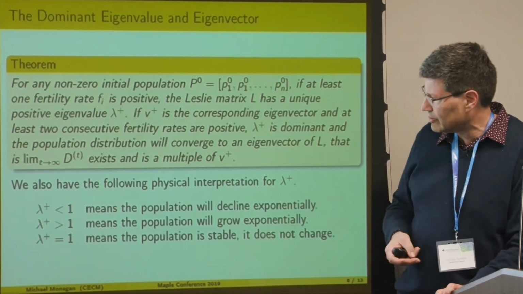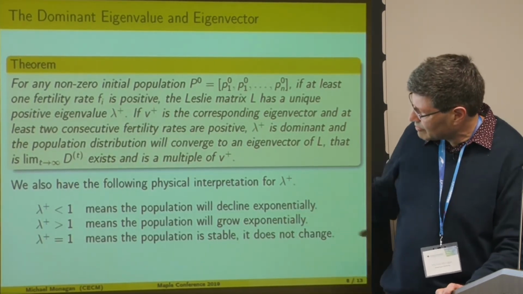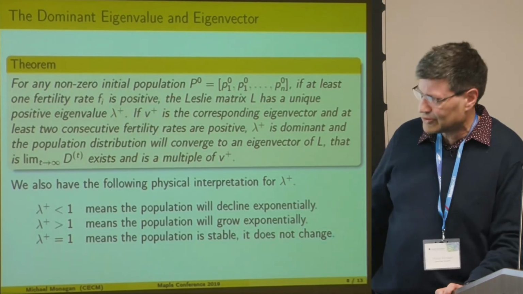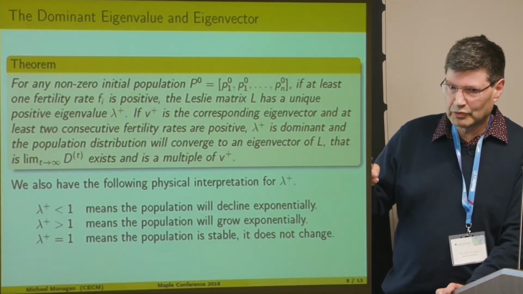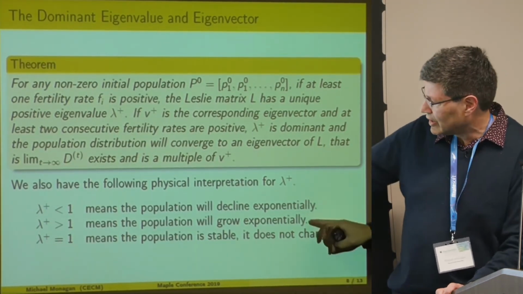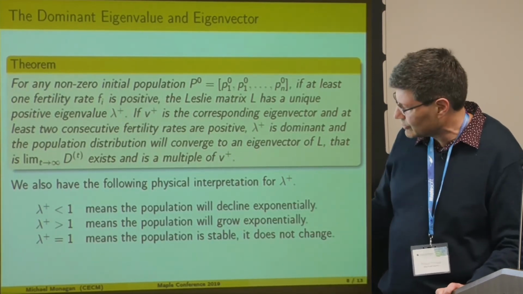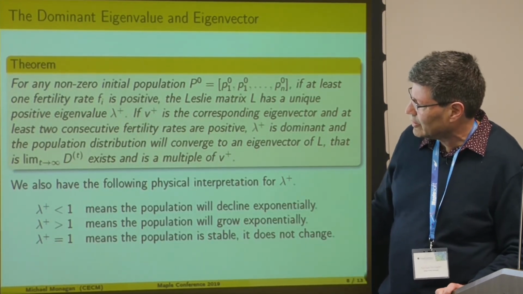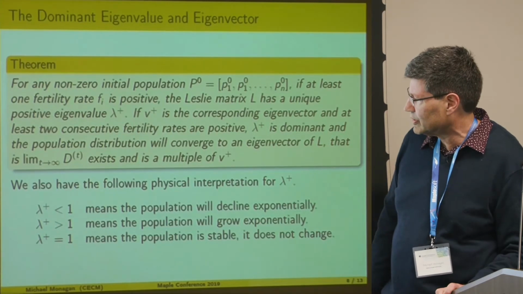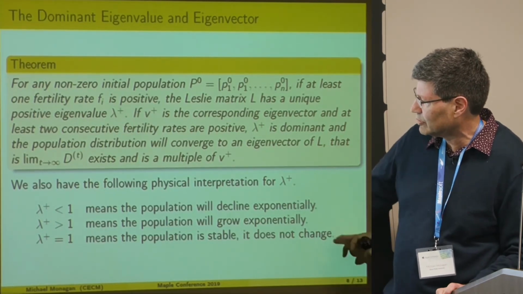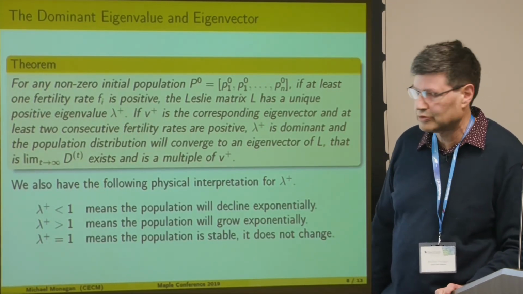And we have the following physical interpretation for lambda plus. It's the growth rate of the population. So if lambda plus is less than 1, it means the population's getting smaller, it's dying. In our case, lambda plus was close to 1.5. If it's greater than 1, it means the population's growing exponentially, and if it's equal to 1, it means the population's stable.